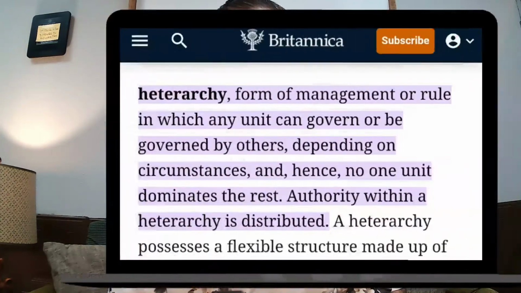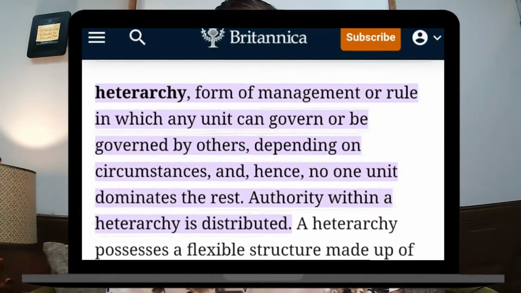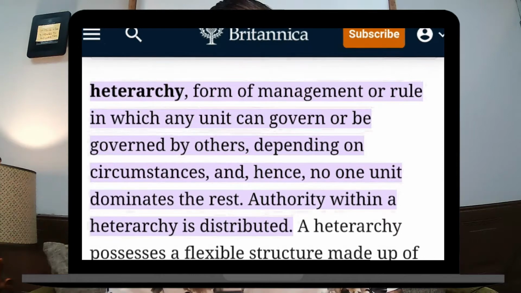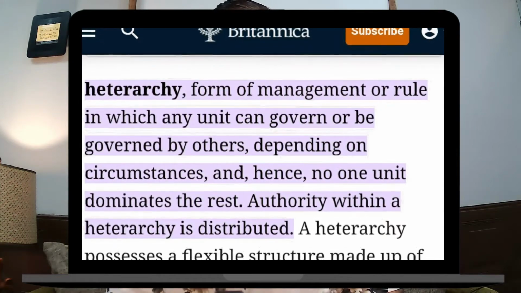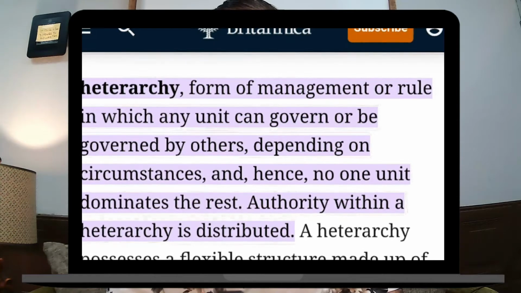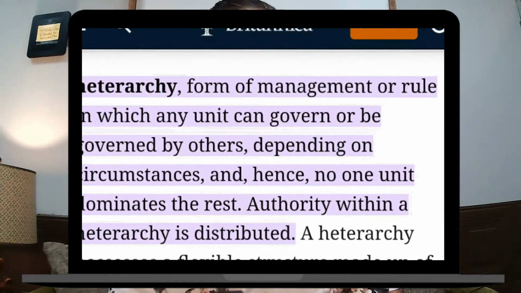One thing I really want to preface that's perhaps different about these pillars from other people's models is that they are not a hierarchy. You do not achieve one thing within a pillar and then somehow graduate into a new pillar or a new stage. That's not how these work. These pillars are interdependent and cohesive. A better term for them would be heterarchy. From the Encyclopedia Britannica's definition of heterarchy: a form of management or rule in which any unit can govern or be governed by others, depending on circumstance, and hence no one unit dominates the rest. Authority within a heterarchy is distributed. So that's how I want you to think about these pillars.